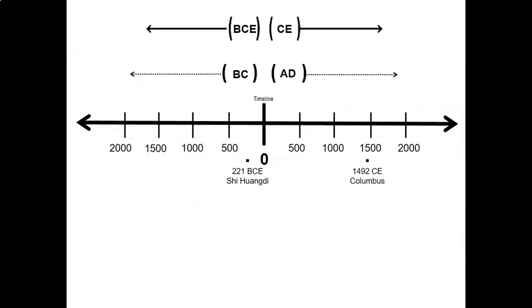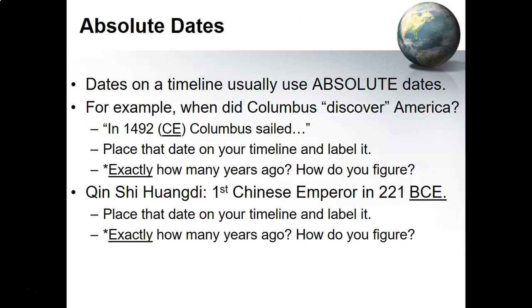Well, 221 BCE is somewhere in between 500 and 0. And it's a little bit more towards the 0 than 250, which would be directly halfway. I put a dot, 221 BCE. Again, we're on the left side of the 0. Qin Shi Huangdi becomes the first emperor, whatever. Okay, cool. But now let me ask you this. How many years ago was that? And how did you figure that?